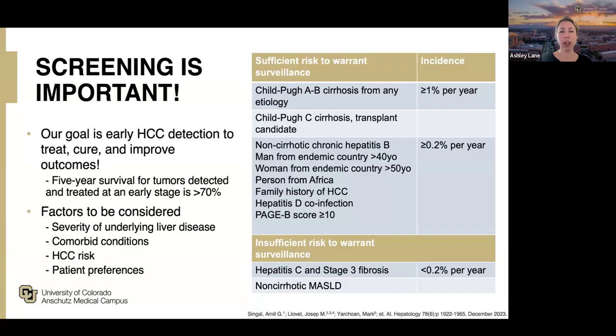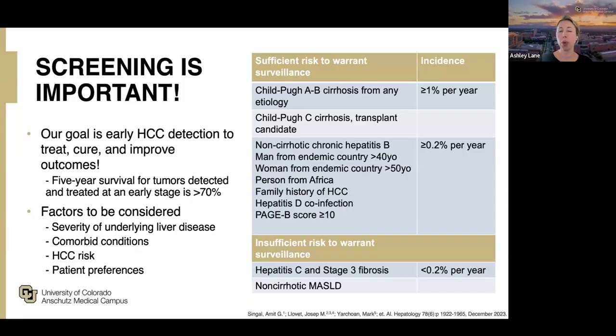So things we think about when we determine if someone should be screened or not are their severity of underlying liver disease, what comorbidities they have, what their HCC risk is, and then patient preferences as well. We always say those at risk should be entered into HCC surveillance programs, provided they would be candidates for treatment. So the box to the right, the top part, is those who have sufficient risk to warrant imaging surveillance. Those are patients with cirrhosis from any etiology.